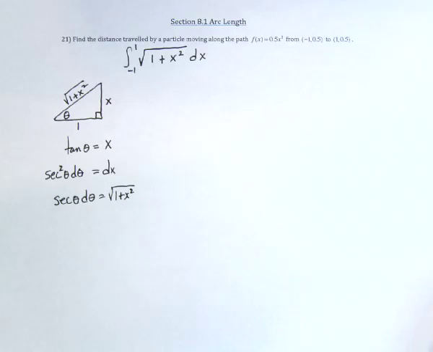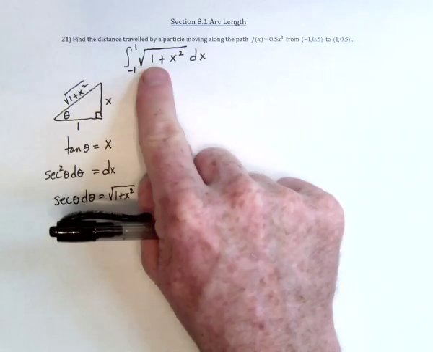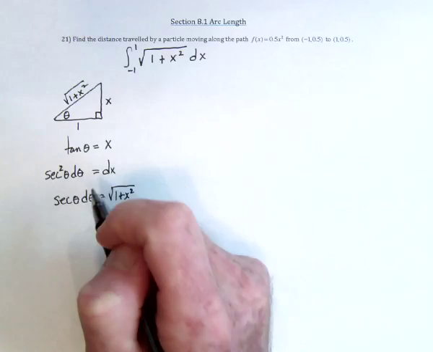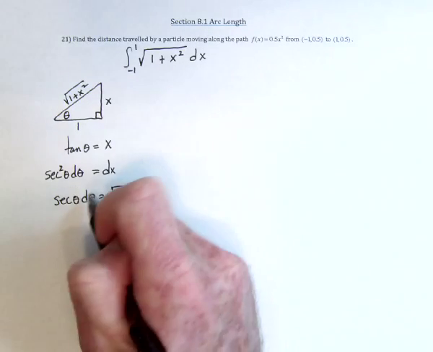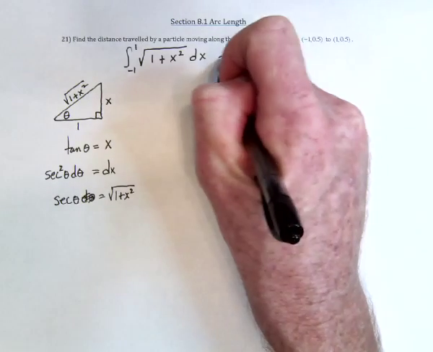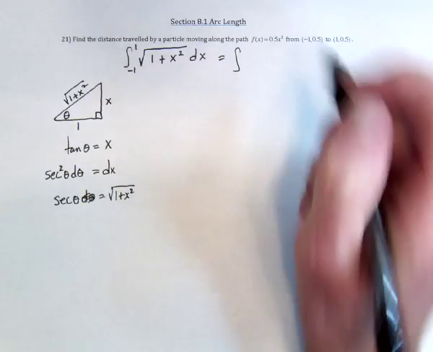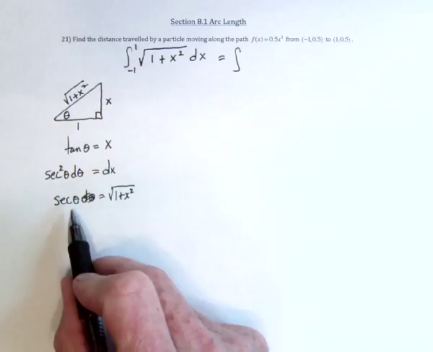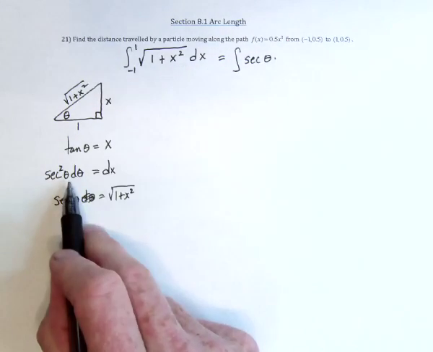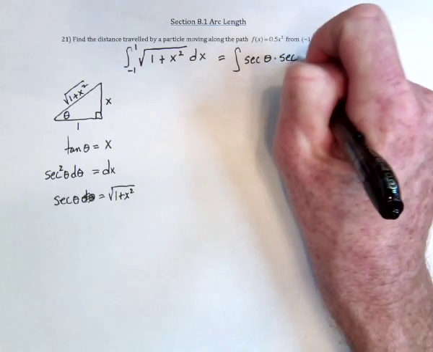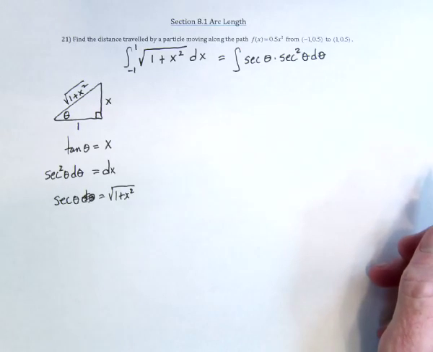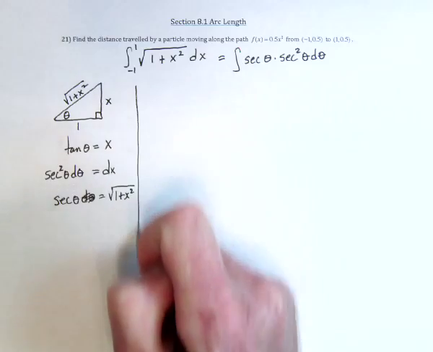Okay, so it's ready for the trig substitution. The radical gets replaced with secant of theta. This d theta was not supposed to be there. That one has the d theta. And so we would integrate the radical, which is the secant of theta. The dx gets replaced with secant squared theta d theta. And that means we need to integrate secant cubed. So that's why I did that before.